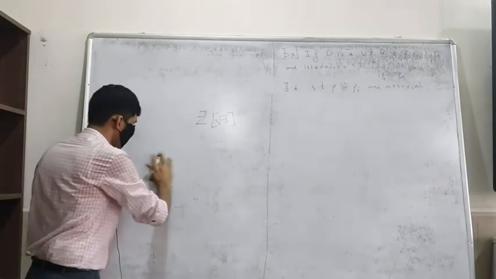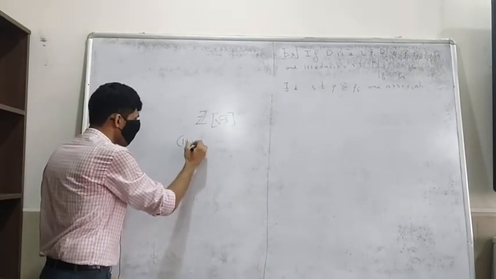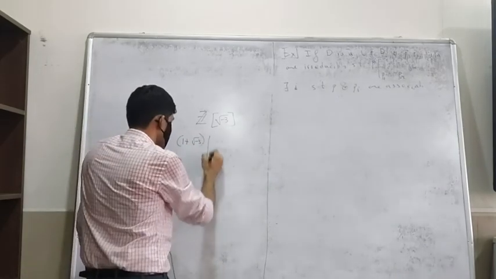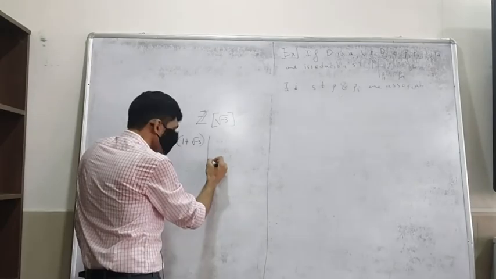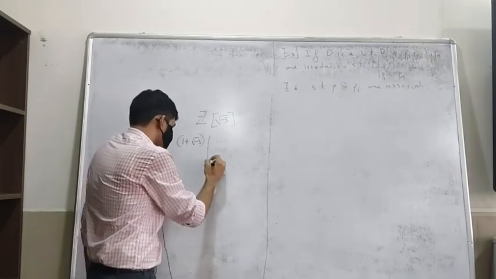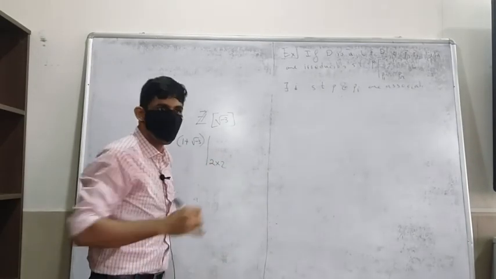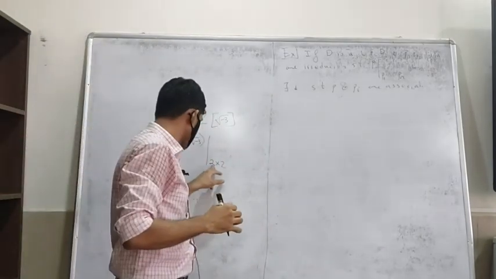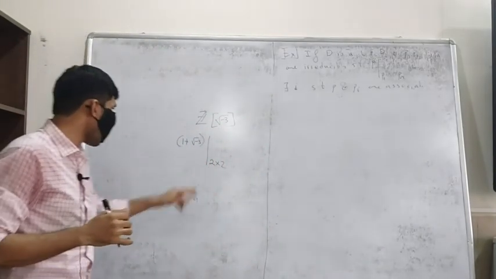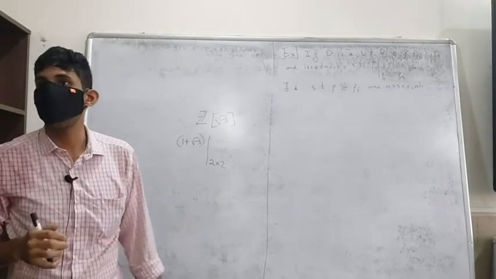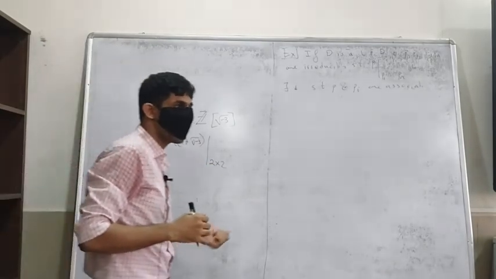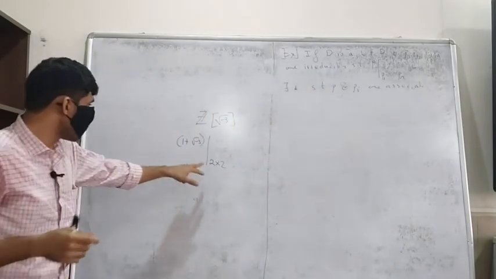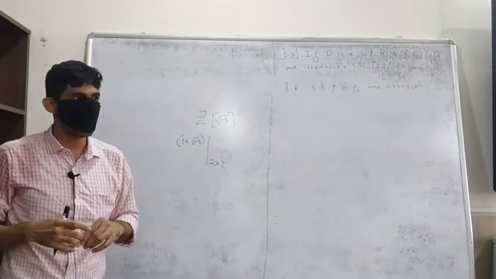We know that 1 plus root minus 3 is an irreducible, right? This divides 4, but 2 and 2 are also both irreducibles in Z[root minus 3]. Why?